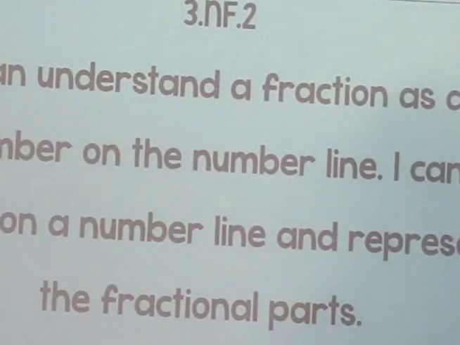Hi, today we're going to work on number lines. Our I can statement is: I can understand a fraction as a number on the number line. I can partition a number line and represent the fractional parts. Today we're going to practice partitioning a number line.